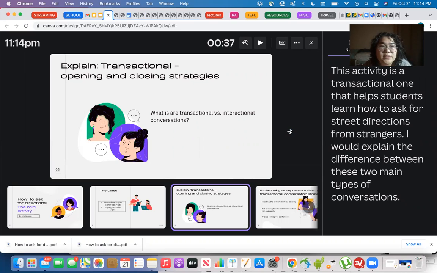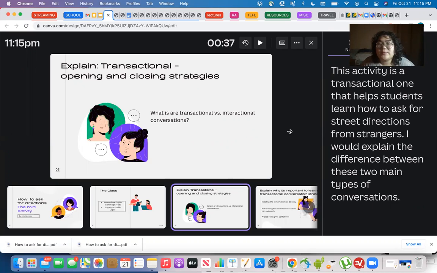Then I would transition into explaining what transactional versus interactional conversations are. So I would say that this activity is a transactional one. It's going to help students learn how to ask for straight directions specifically from strangers.